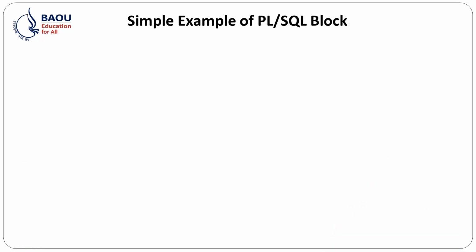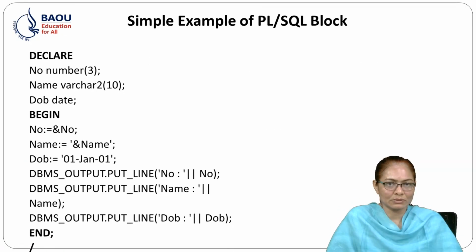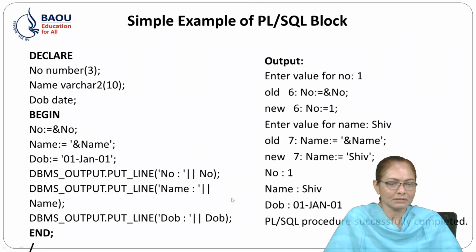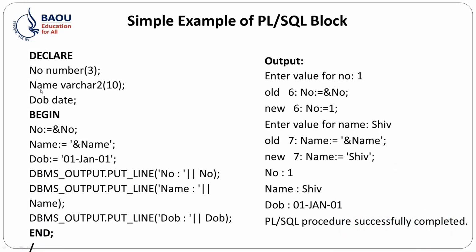Now here we see a simple example of the PL/SQL block. Here we declare three variables, accept the values of the number and name, assign the value of the date variable, and display all the variables. See, in the program, the three variables are number, name and date of birth. The number variable accepts the value from the user. &num is used to accept the value from the user.